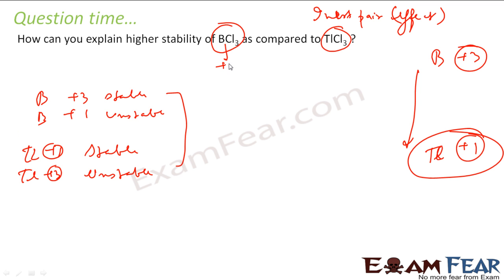So in this case, it has +3 oxidation state, it is stable. And in this case, +3 oxidation state, it is not stable, right?